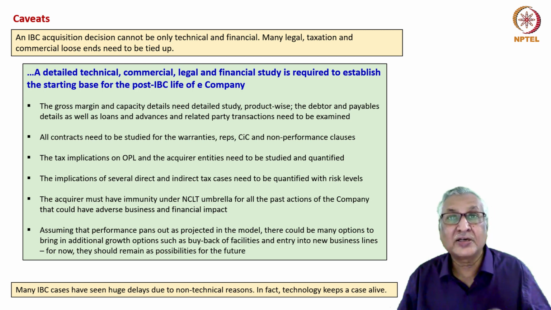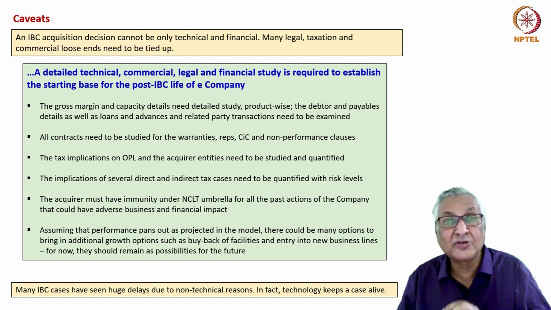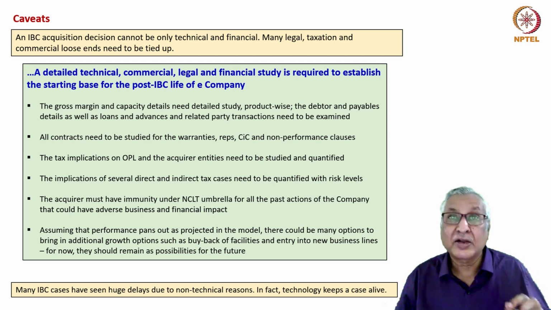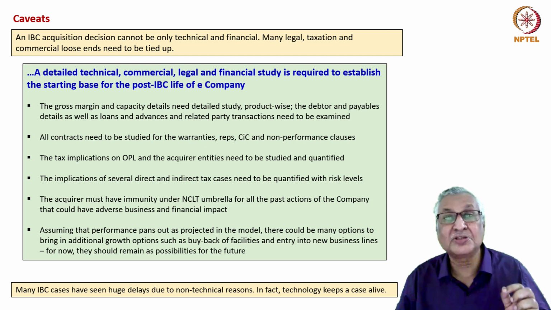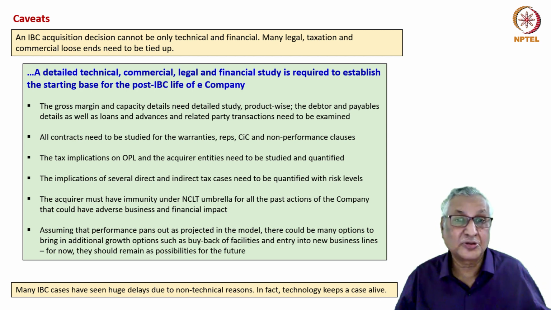Implications of several direct and indirect cases need to be quantified with risk levels. The acquirer must have immunity under the NCLT umbrella for all the past actions of the company which could have adverse business and financial impact. Assuming that the performance plans pan out as projected in the model, there could be many options to bring in additional growth options, such as buyback of facilities and entry into new business lines. For now, they should remain as possibilities for the future.